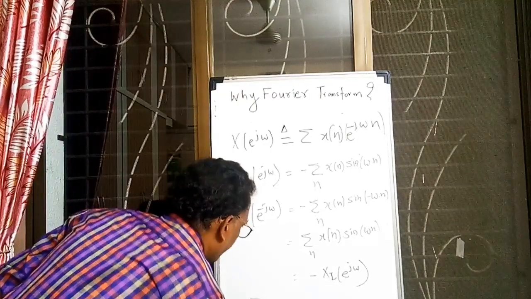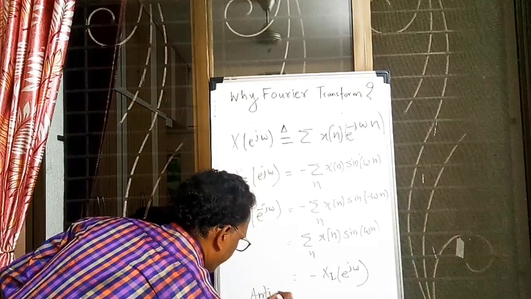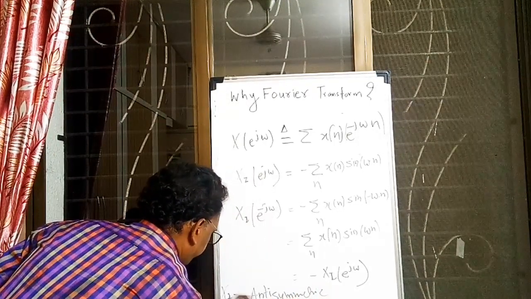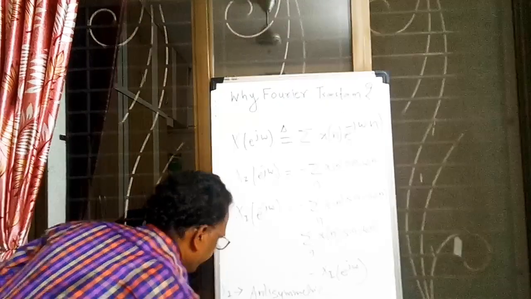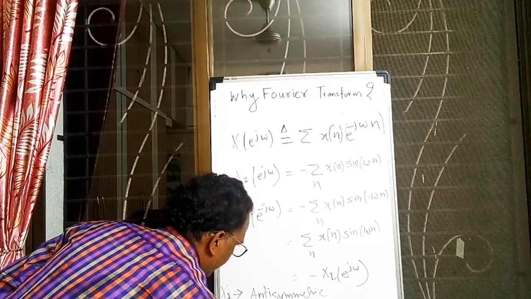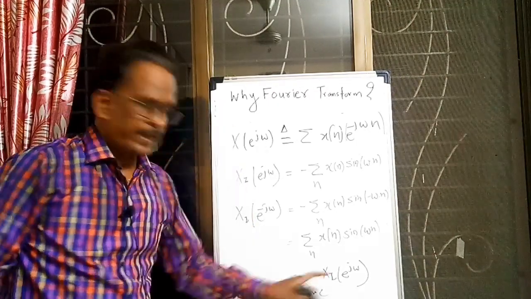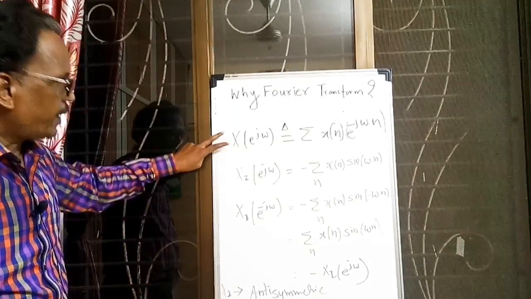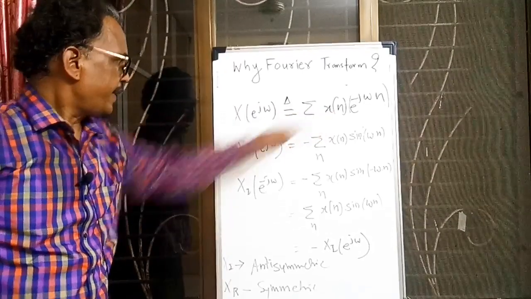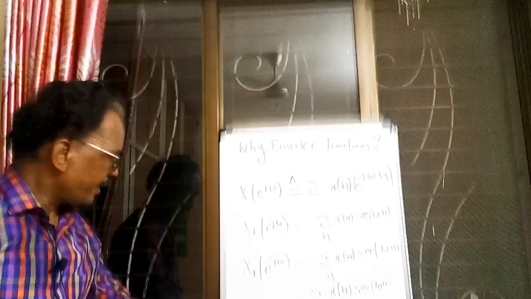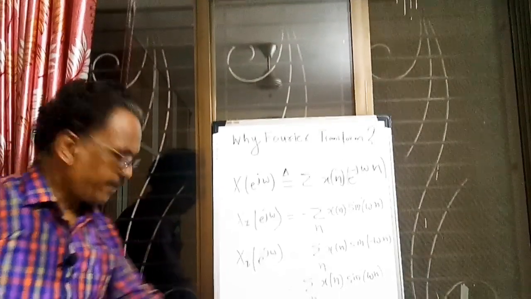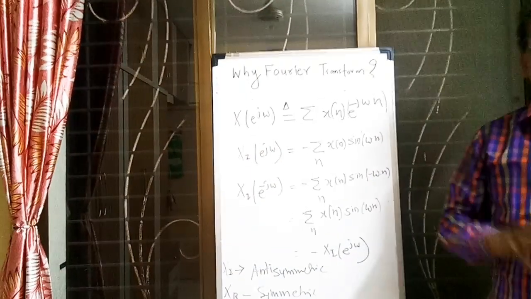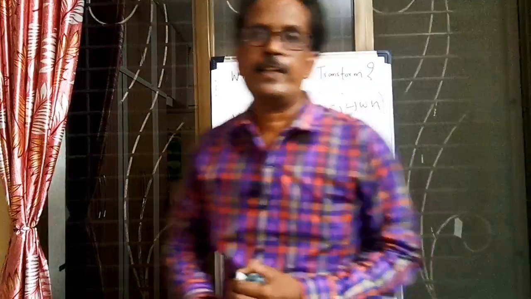is antisymmetric or odd. X_I is antisymmetric, whereas X_R is symmetric. Symmetric is also called even, antisymmetric is also called odd. So we have understood that whenever we take the Fourier transform of a real signal x of n, the imaginary part is antisymmetric and the real part of the Fourier transform is always symmetric. So we have seen the imaginary and real parts of the Fourier transform. The real part is even, whereas the imaginary part is odd.